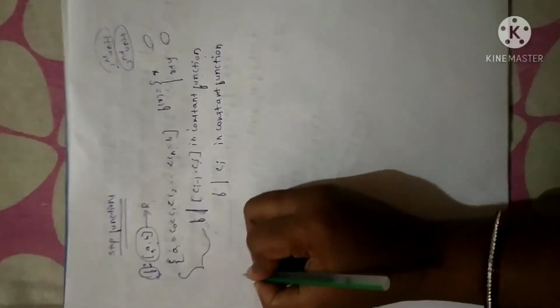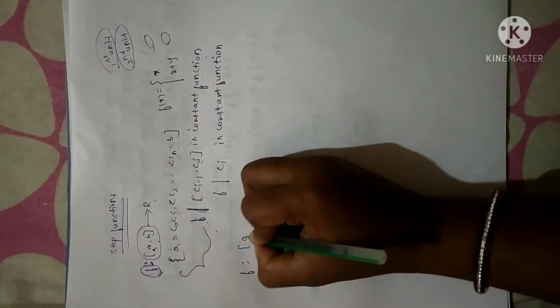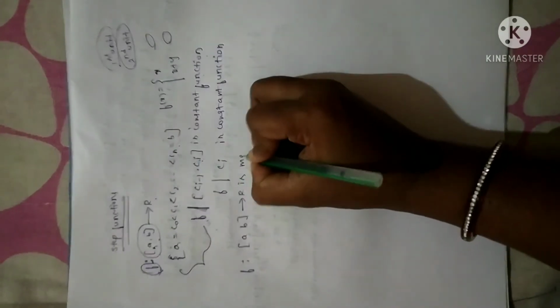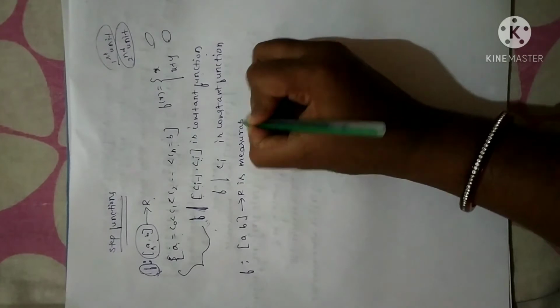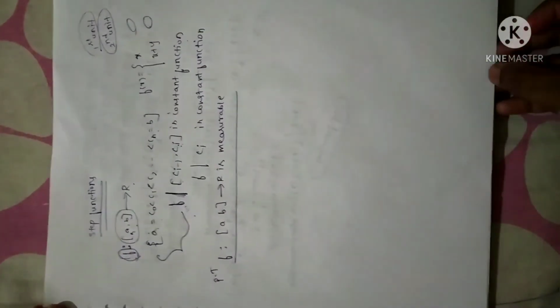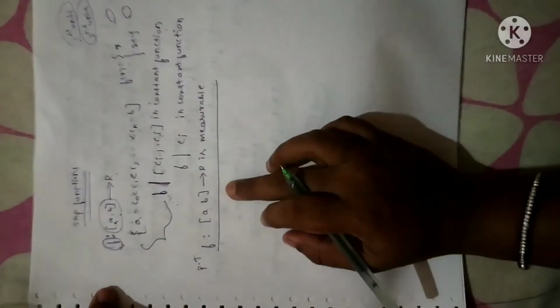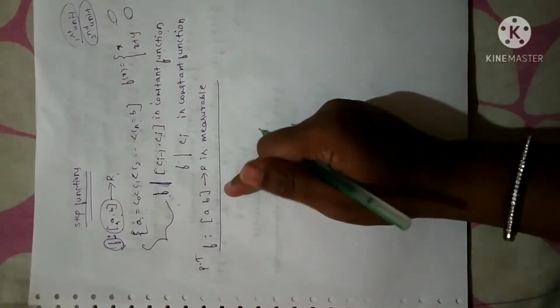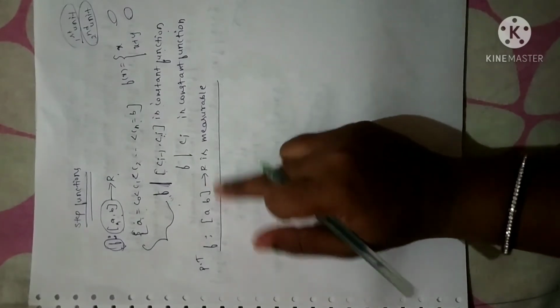Now coming to the last theorem of your second unit, we have to prove that f from the closed interval [a,b] to R is measurable. You have already understood the concept of a measurable function. Now we have to prove that f from [a,b] to R is measurable. This is not exactly a theorem, it is just a concept. After this you have only one theorem.